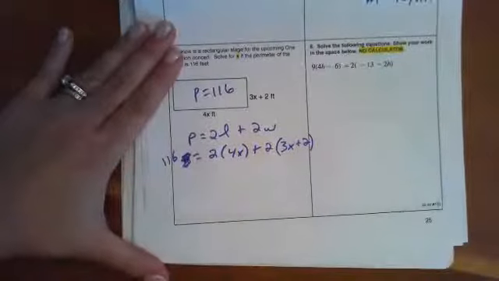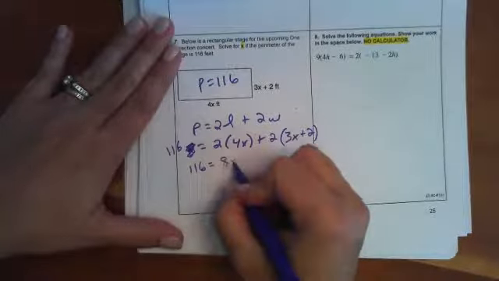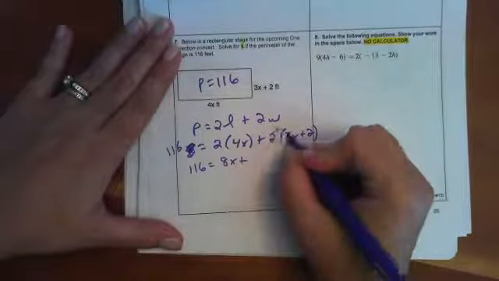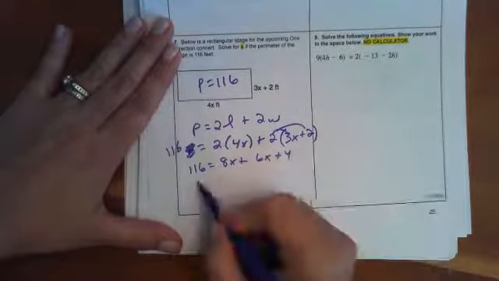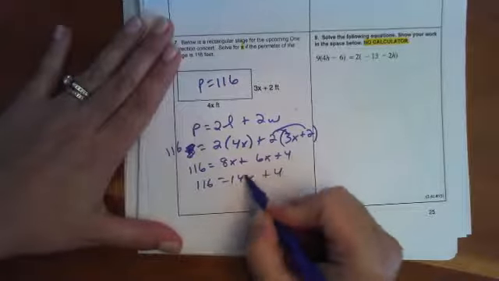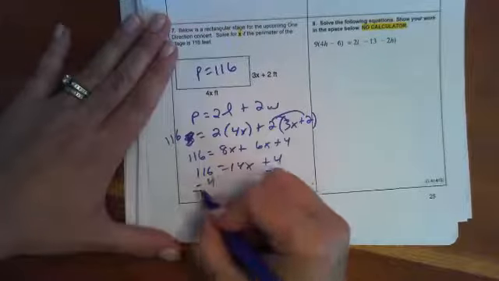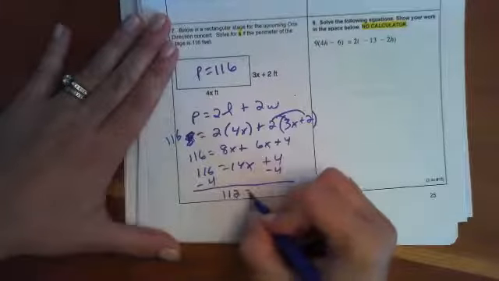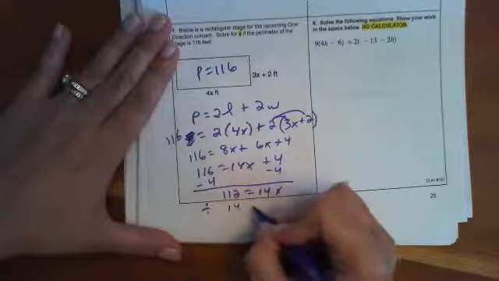Okay, and now it's just a matter of solving, and you guys should be pretty good at this by now. 8x plus, again, we're going to distribute that, 6x plus 4. We get, let's see, 116 equals 14x plus 4. I'm going to subtract 4 from both sides. Get 112 equals 14x. Divide by 14.